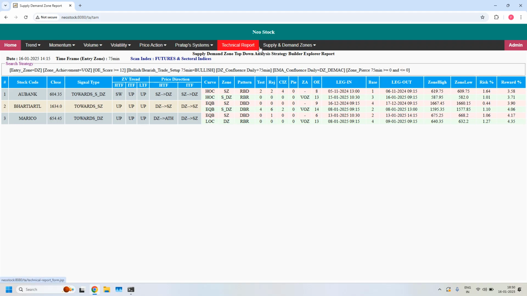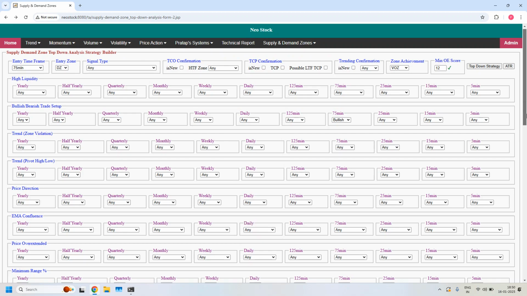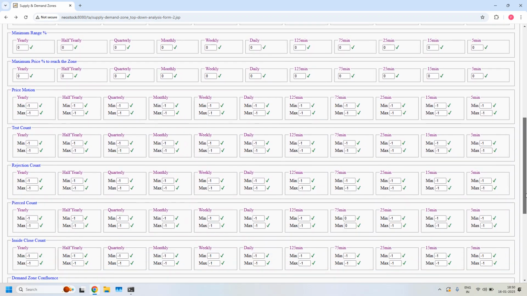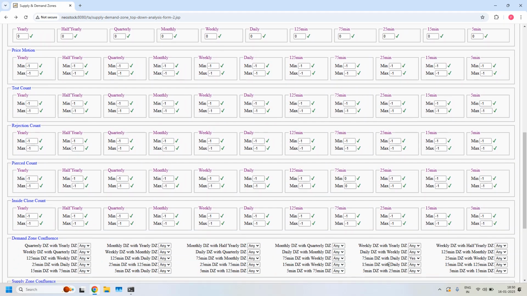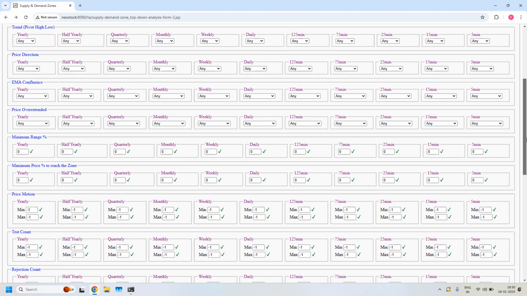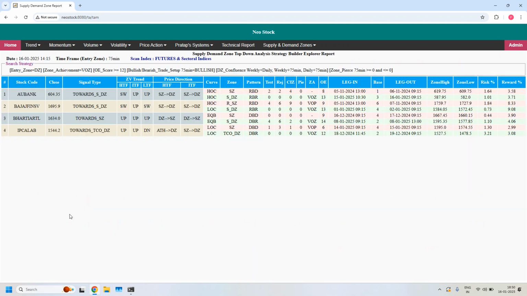Okay, next LTF, ITF, HTF zone confluence. Let's verify. Remove the EMA filter. So in the demand zone confluence, 3 filters we have to set. First one is already enabled. Second one, 75 minutes with the weekly demand zone confluence. Third filter, daily demand zone with weekly demand zone confluence. With all the three filters, LTF, ITF, HTF demand zone confluence, we got 4 stocks.